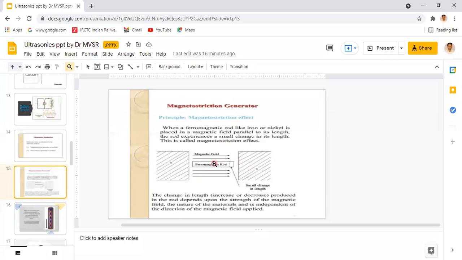Because of such expansions or contractions of the rod, the rod will produce vibrations. The change in length produced in the rod depends upon the strength of the magnetic field and the nature of the material, and is independent of the direction of the magnetic field applied.